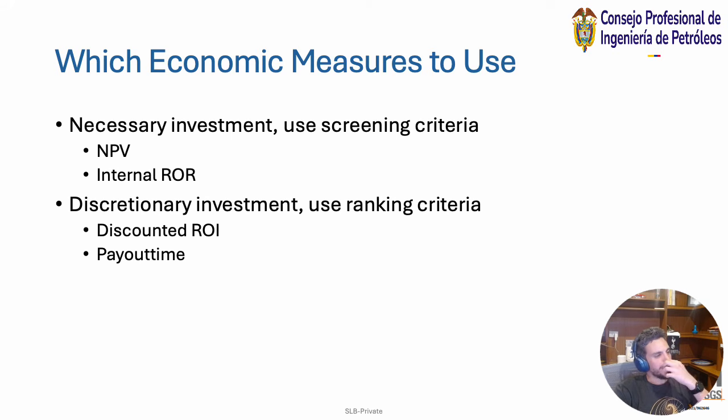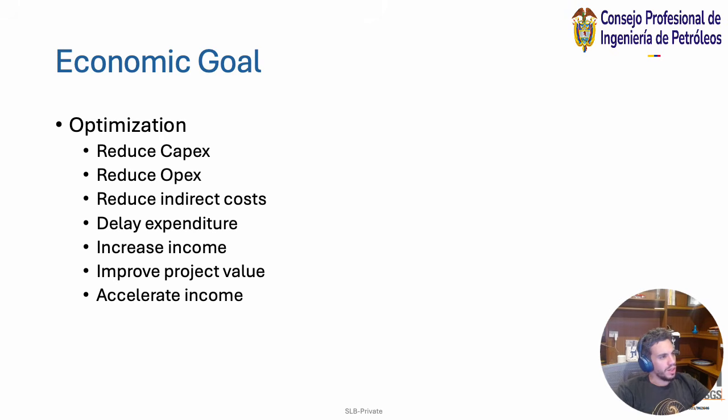The next step is to know which measure to use as an economist or a petroleum economist. For necessary investment, you need to use screening criteria. What do we mean by screening criteria? It's the NPV and the internal rate of return. For discretionary investment, use ranking criteria, which is the discounted ROI and the payout time. This is based on when you're trying to get a project on board, when you're trying to propose a project. These are the different things that you want to use depending on the scenario you're in, right? But the overall economic goal is optimization.